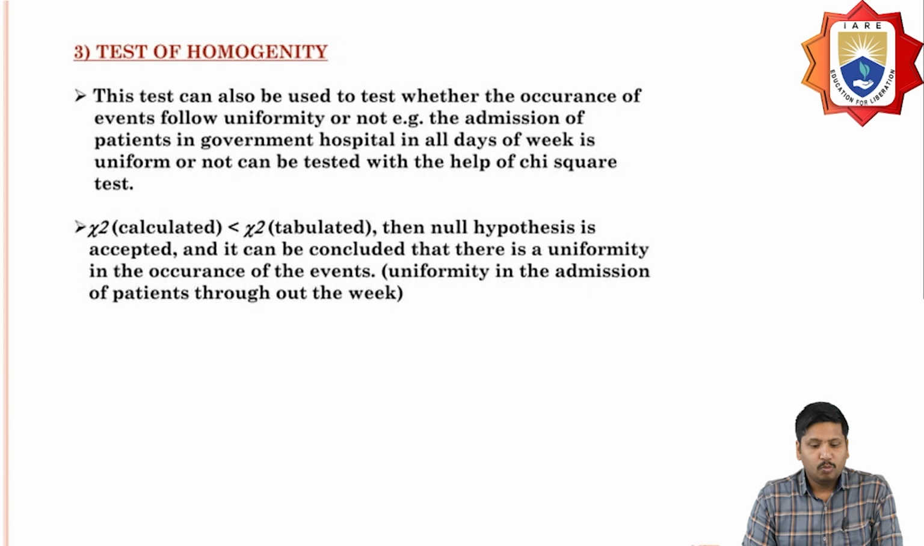Next one is test of homogeneity. This test can be used to test whether the occurrence of events follows uniformity or not. Example: whether the admission of patients in a government hospital on all the days of the week is uniform or not can be tested with the help of the chi-square test.